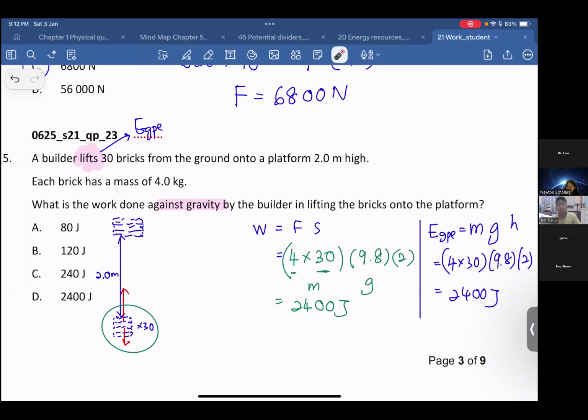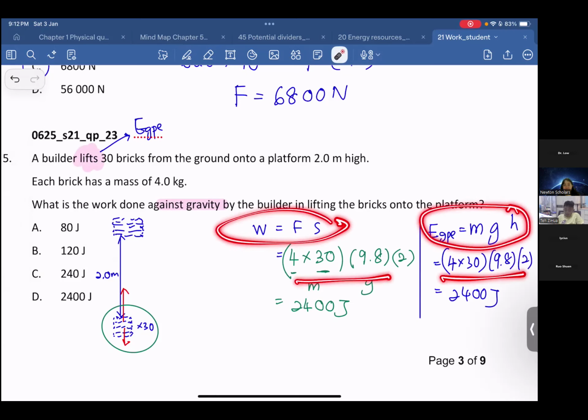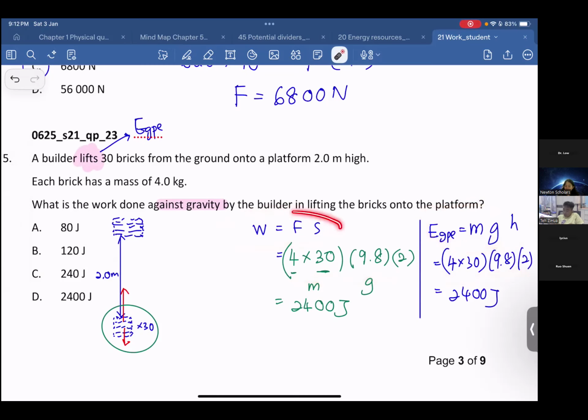So can you see that, dear? W equals to Fs, W equals to mgh. Actually, your answer and substitution is exactly the same. It's exactly the same. So if you didn't use W equals to Fs, you can use the mgh to do calculation. Total mass times the g times the height. Okay, so not C, it's D.